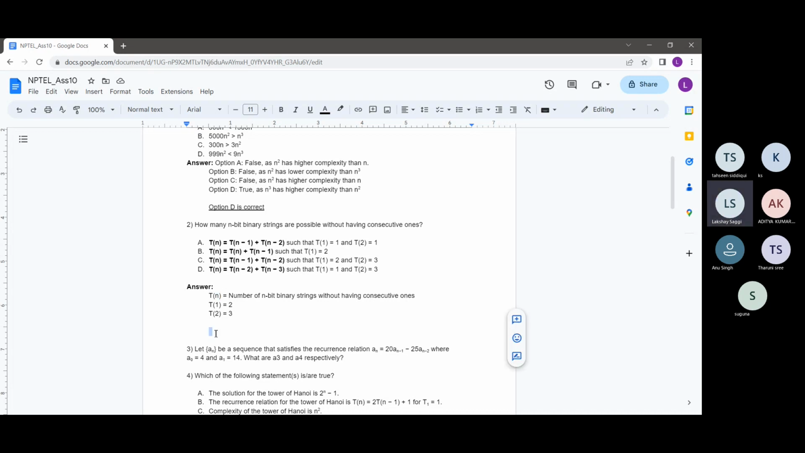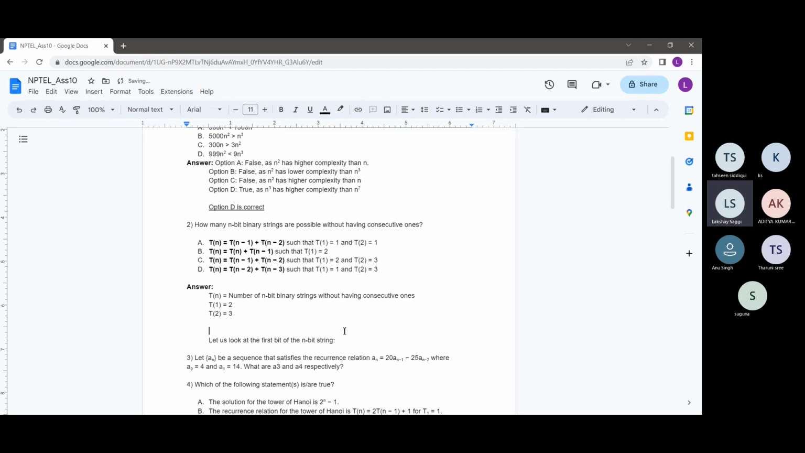Now, how do we find the recurrence relation for T of n? Suppose I want to find the recurrence relation for T of n, the number of n-bit binary strings without having consecutive ones. Let us look at the first bit of the n-bit string. Suppose the string looks like A1, A2, A3, up to AN, where A1 to AN are all 0 or 1.